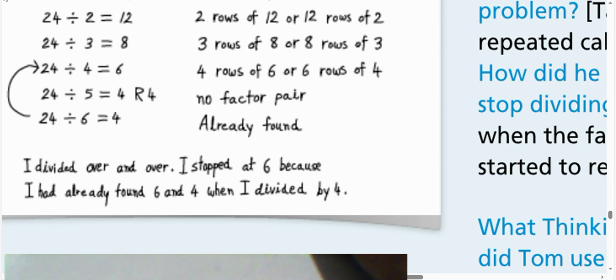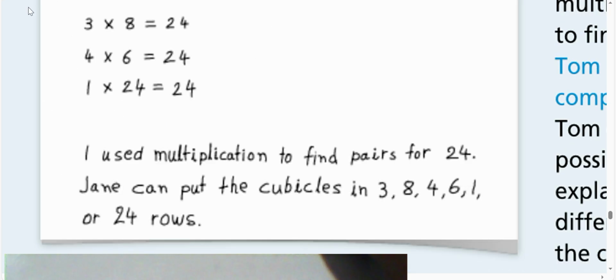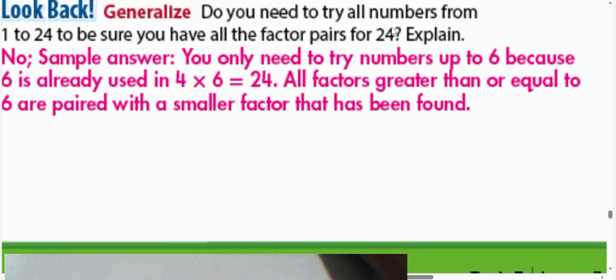Okay. Table: 3 times 8 is 24, 4 times 6 is 24, 1 times 24 is 24. You can use multiplication to find pairs of 24, and Jane can arrange the cupcakes in 3, 8, 4, 6, 1 or 24 rows. Do you need to try all numbers from 1 to 24 to be sure you have all the factor pairs of 24?